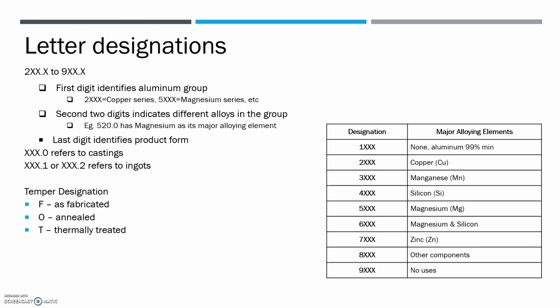Page 10, how aluminum is designated. The first digit identifies the main aluminum grouping. For example, 4 is the silicon series, 5 is the magnesium series, and so on. The next two digits show different alloys in the group. This is an extension of the major alloying element in the series. The last digit refers to production form. Production form could be casting or ingots or forgings. And the temper designation indicates how the alloy has been treated to achieve its desired properties.